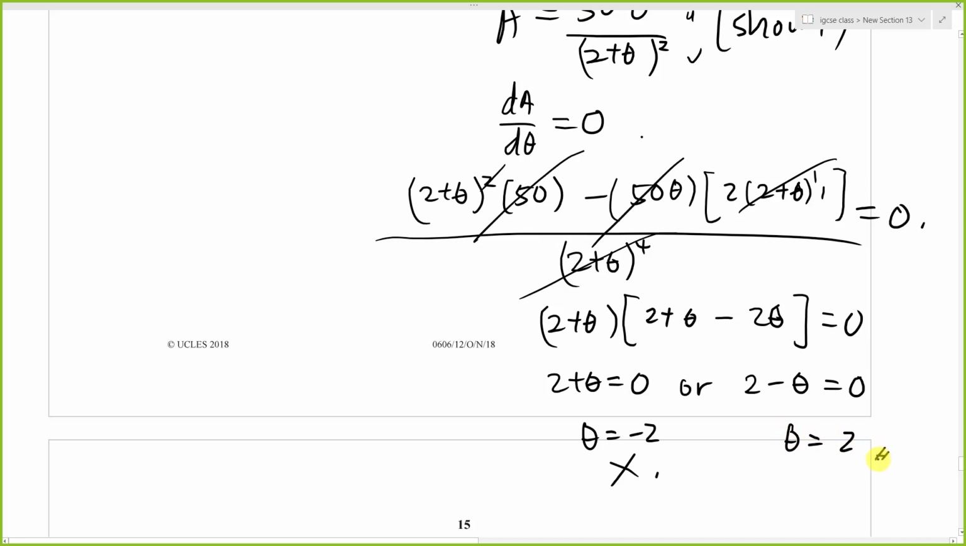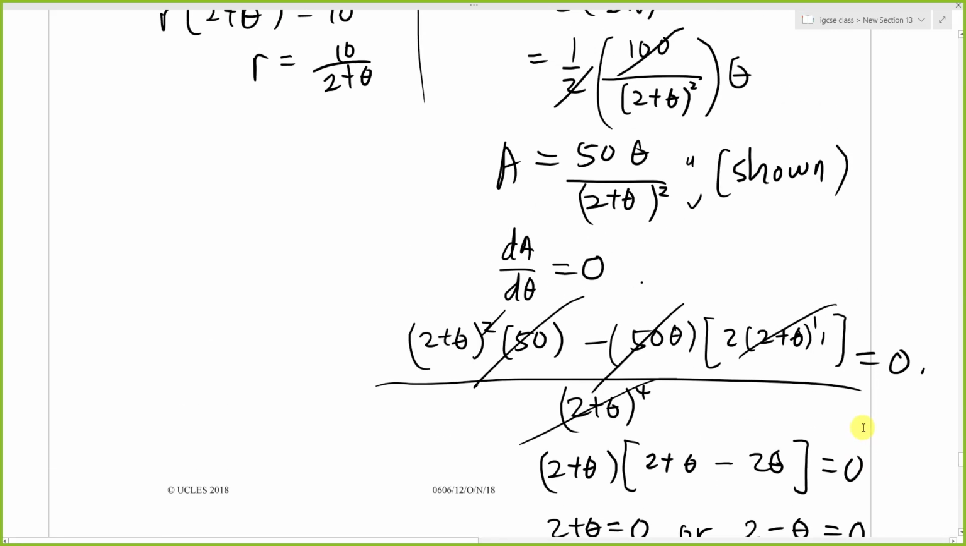I'm going to take this angle. But then the question doesn't ask me to find theta. They want me to find area. Then I need to sub my theta back into my equation.